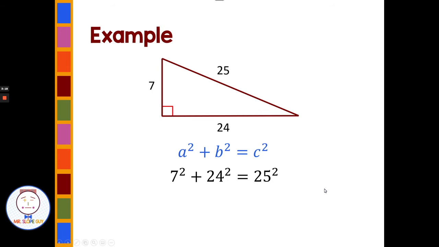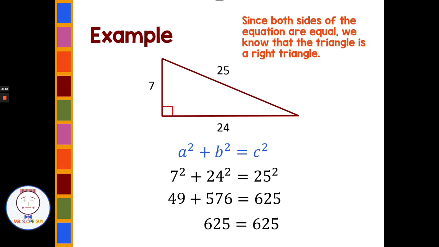And let's do the math and see how that works out. Well, 7 squared is 49. 24 squared is 576. 25 squared is 625. And if I add 49 and 576 together, I get 625. So since both sides of the equation are equal, we know that the triangle is a right triangle. We just proved it's a right triangle because it worked in the Pythagorean Theorem. So the first thing we can use the Pythagorean Theorem for is to tell, do we have a right triangle? And in this case, because 625 equals 625, we know that this triangle is indeed a right triangle.